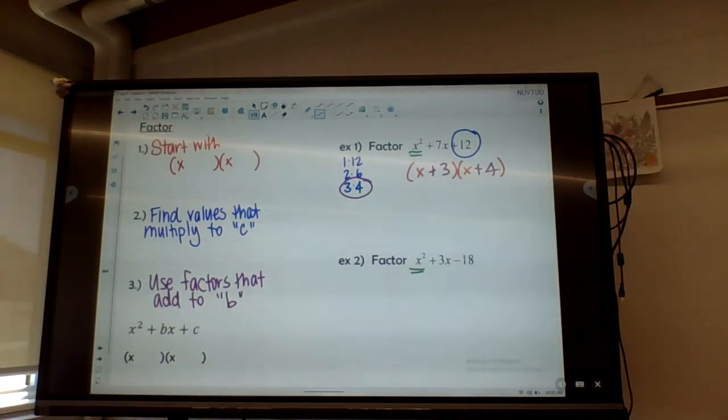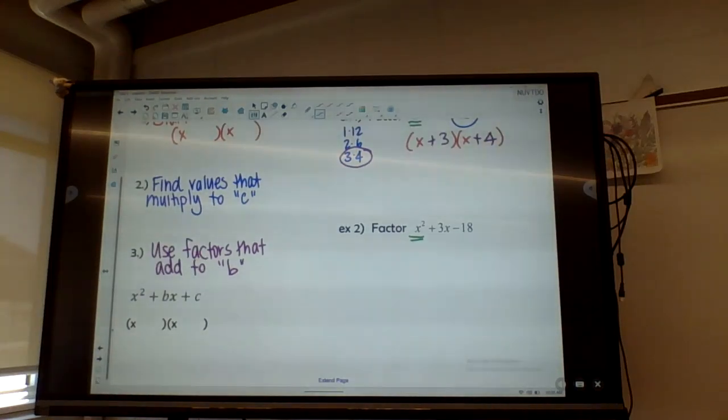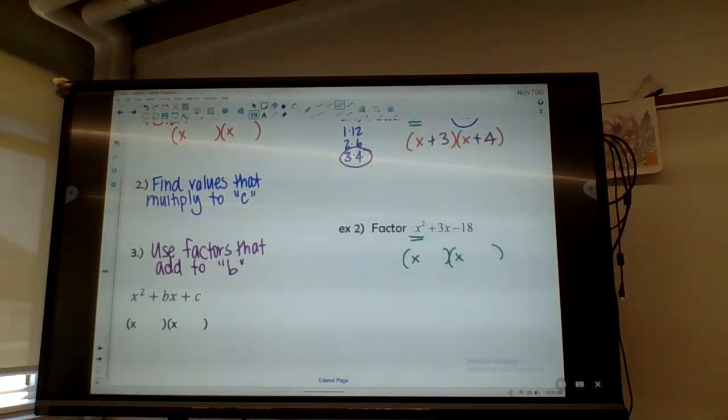All right. And again, going into Algebra 2 or other math classes, it's just nice to be comfortable with this. So again, we start with x and x. The number I want to multiply to get is negative 18, but then I want to add to positive 3.